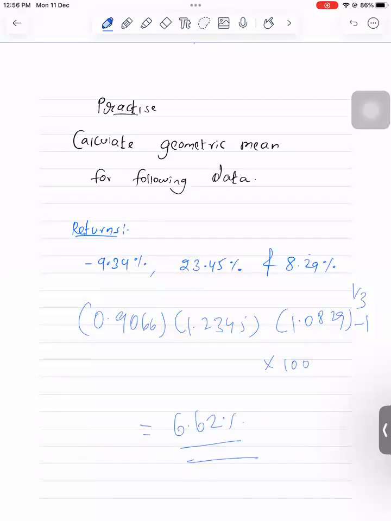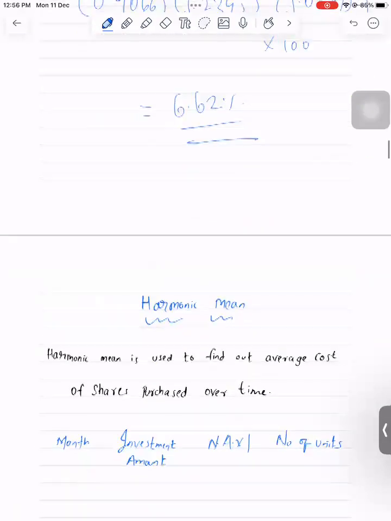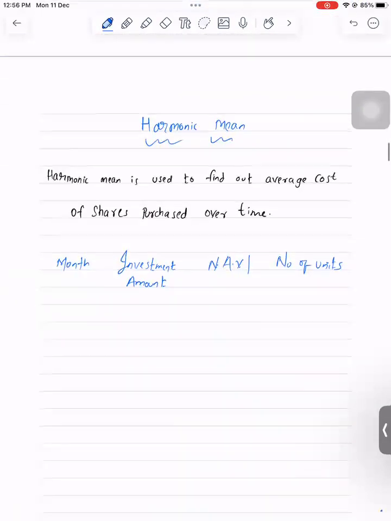Now the last topic I will take is the harmonic mean. In the beginning, I told you the harmonic mean is used to come up with the average cost price of shares purchased over time. So let's create one situation.